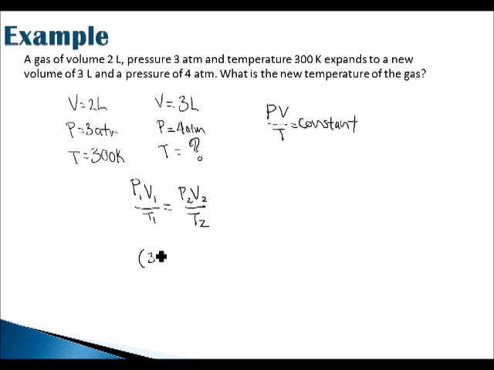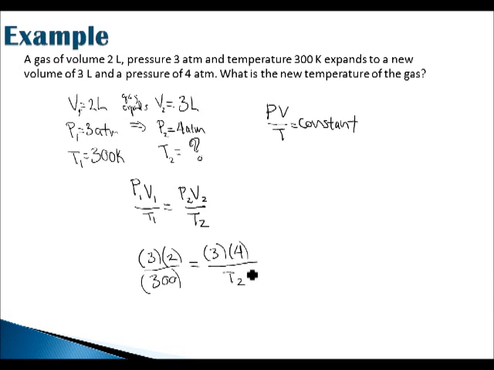So substituting in numbers, what I'm going to do is actually label these situations. So V1, P1, T1, V2, P2, T2. So this is the first situation. And then the gas expands, and we get the new situation. So these are where these variables come from. So we have 3 times 2 over 300 is equal to 3 times 4 over some unknown, T2.